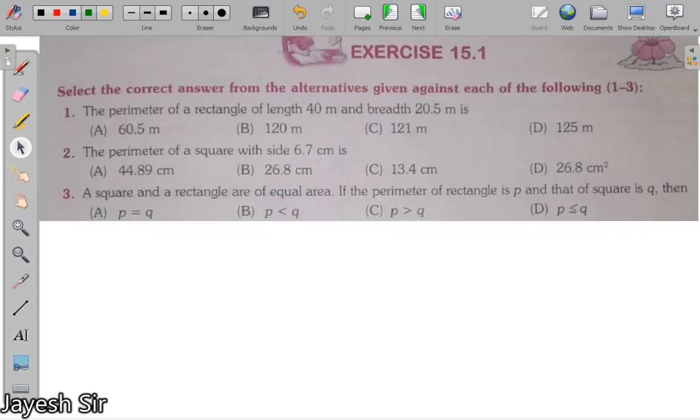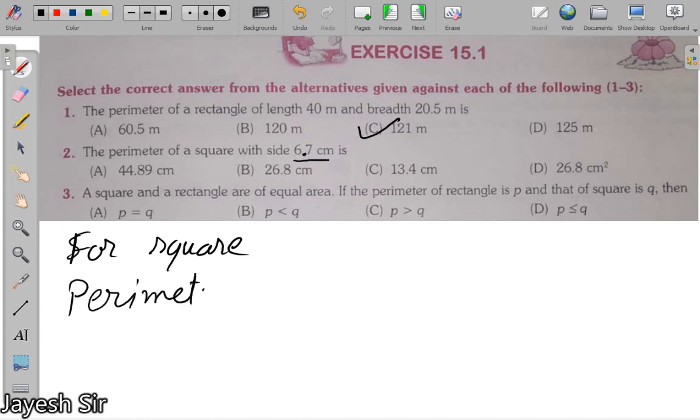Now question number 2: the perimeter of a square with side 6.7 centimeter. The answer for the previous question was C1. Find the perimeter of a square of side 6.7 centimeter. For a square, the perimeter is 4 into side. We have taken the side as a. So 4 into a, where a is 6.7 centimeter.